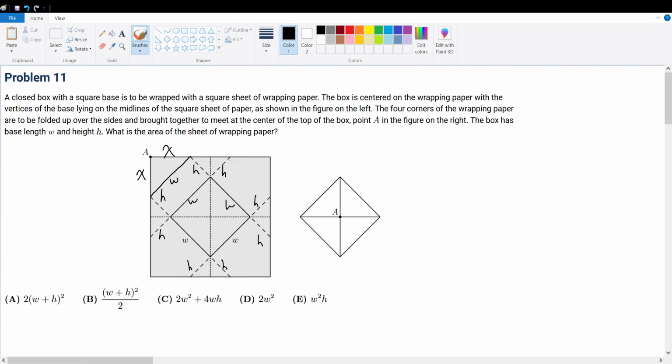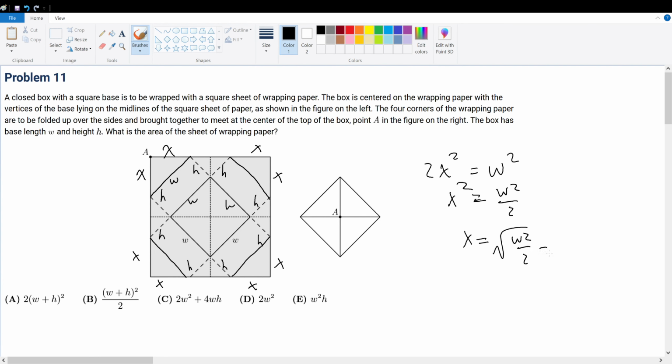So that means if I were to connect it for every single rectangle, as you can see here, we can say that this is X, that's X, and so on. So then what is X? Well, 2X squared is equal to W squared. So that means X squared is equal to W squared over 2, and we can say that X is equal to the square root of W squared over 2, which is W over root 2.